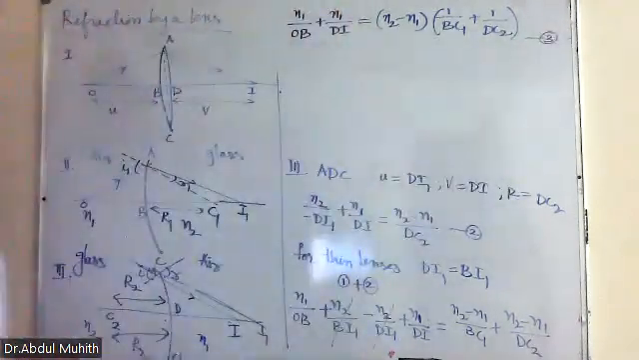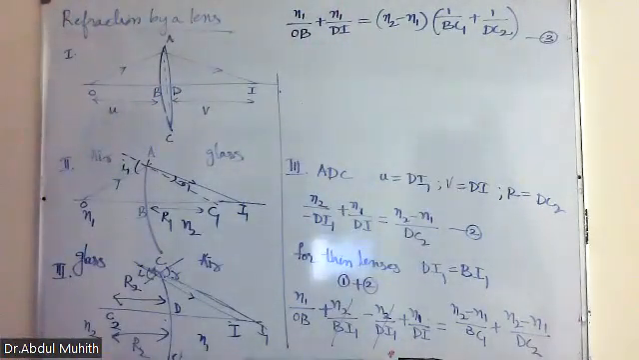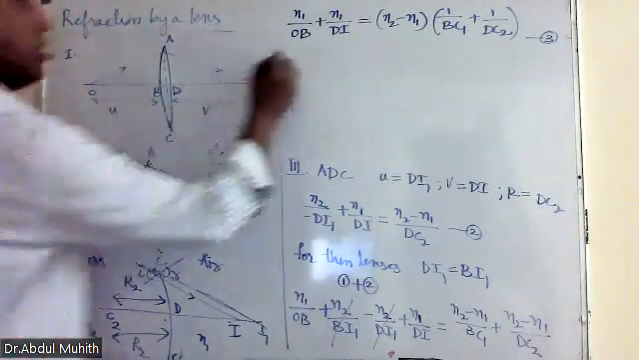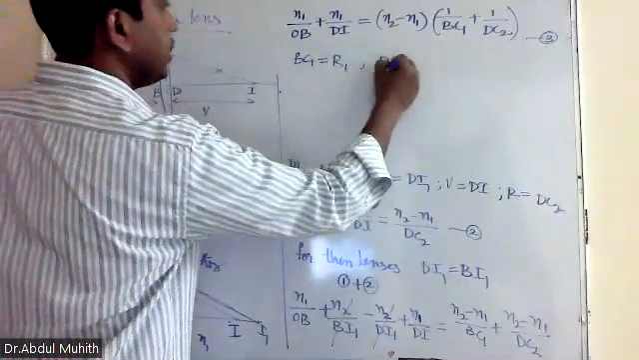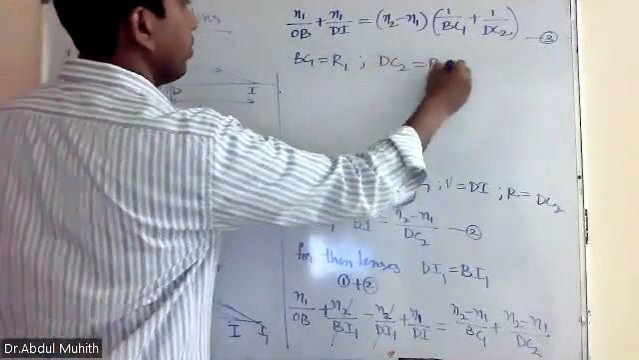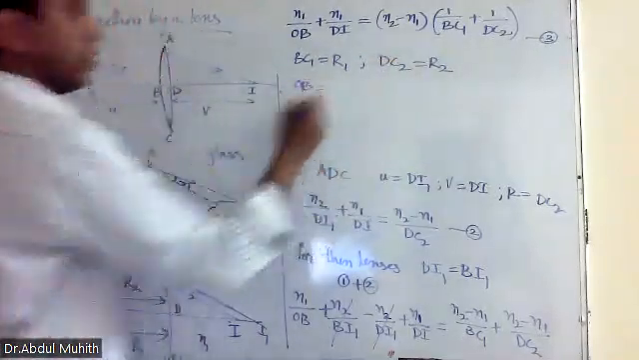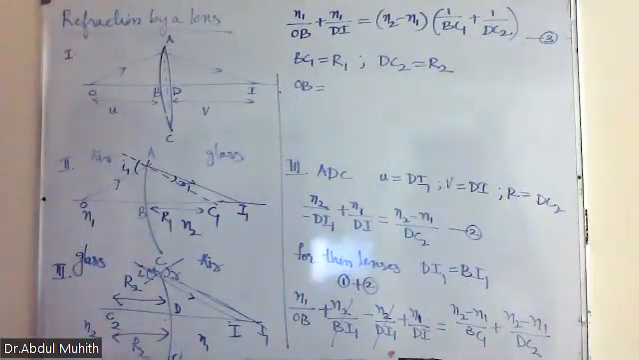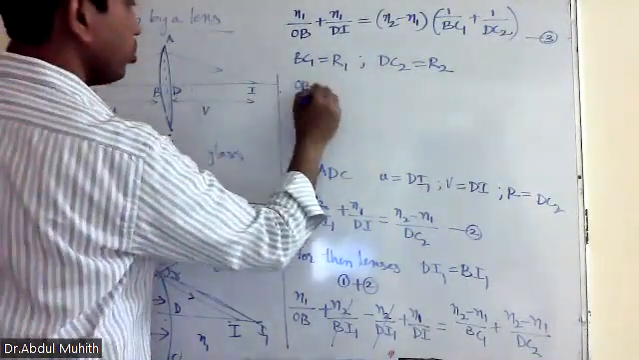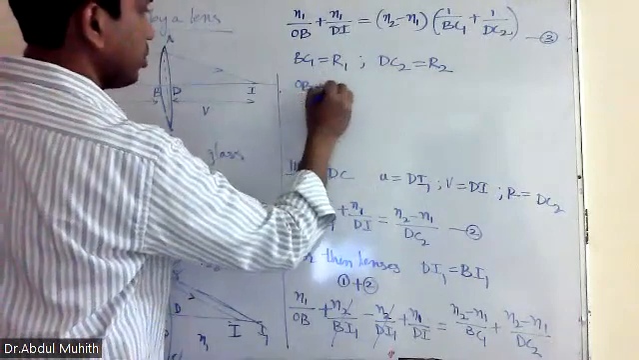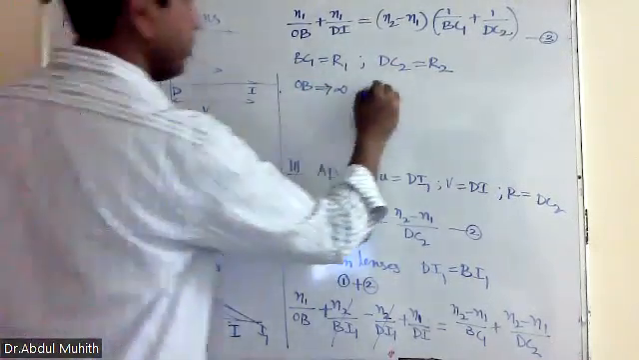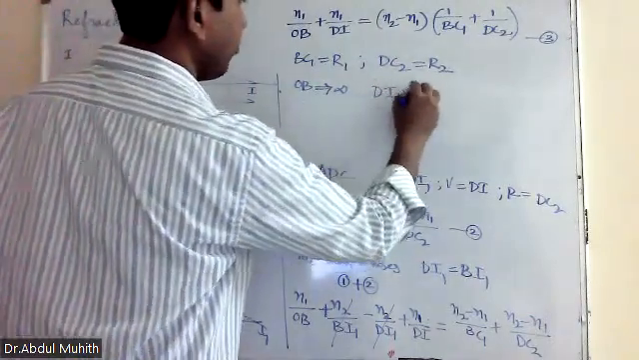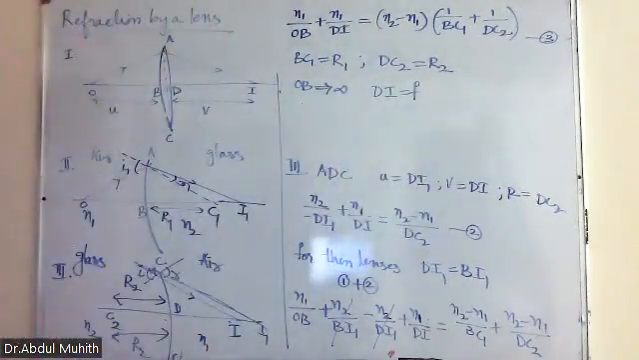Now we will substitute the values. What is BC1? BC1 equal to R1. DC2, let it be R2. OB, the value of OB is what? Infinity. If it is approaching infinity, DI will be F. Means if the object is at infinity, image is formed at the focal point. That is the meaning of that.